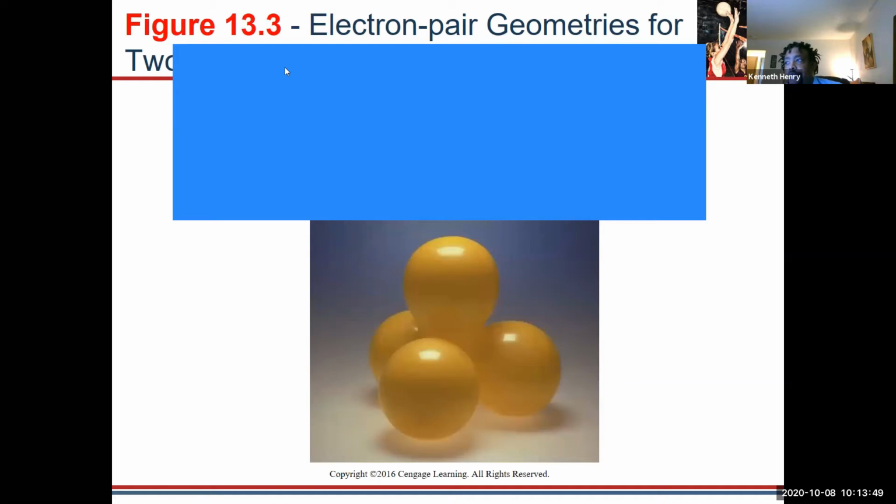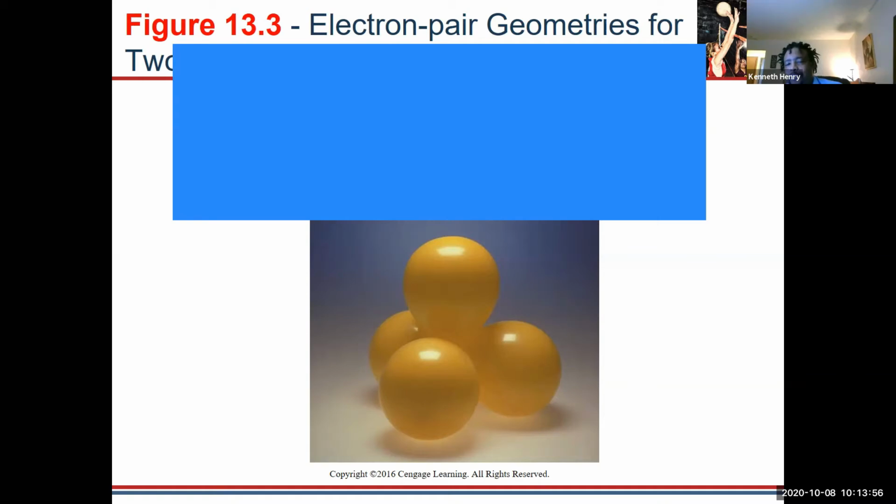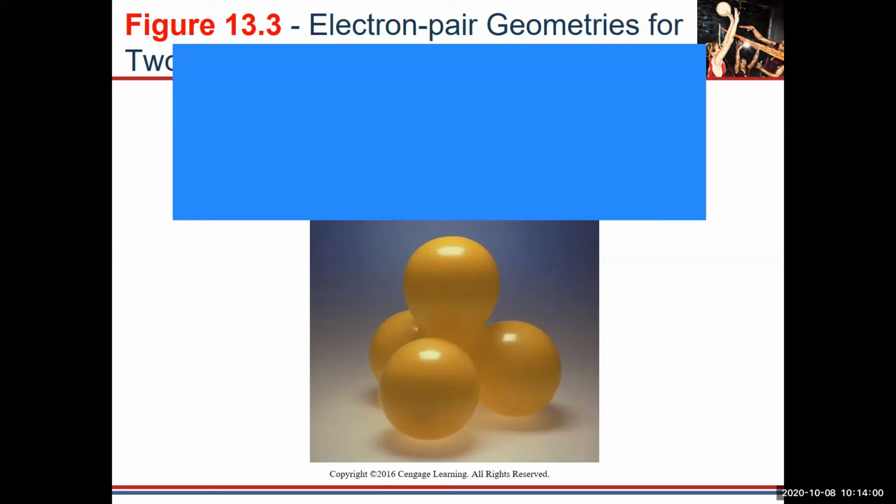What about this guy? Trigonal planar. And the bond angle? 120. And this guy? Tetrahedral. And the bond angle? 109.5. Simple? Yeah. Okay.